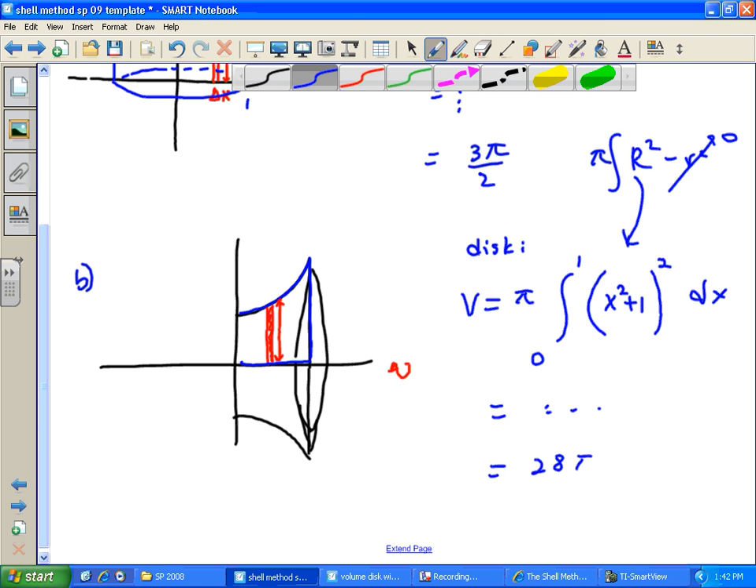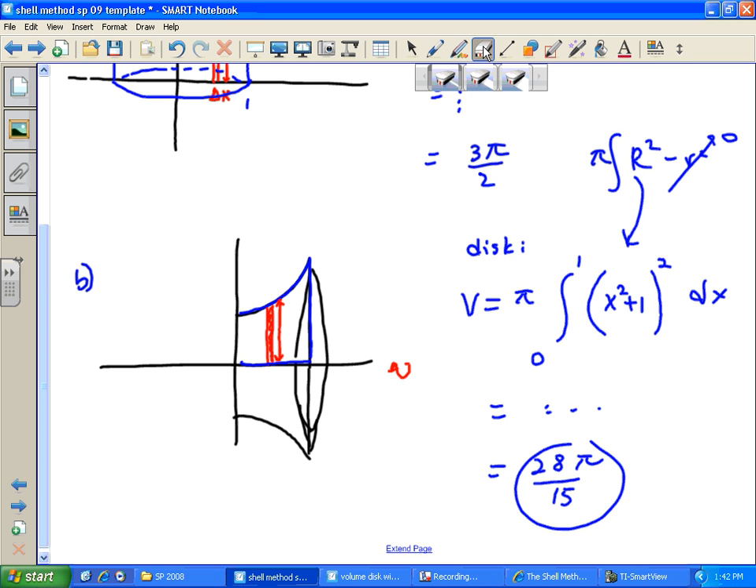Very good. 28 pi over 15. Excellent. Again, how do we do that? Expand your binomial, integrate piece by piece, and then plug in the numbers. Okay. All right. I'm going to give you another example where you can work on the setup. Okay. Anybody else? Anybody needs this page further before I move on to another page? Okay.